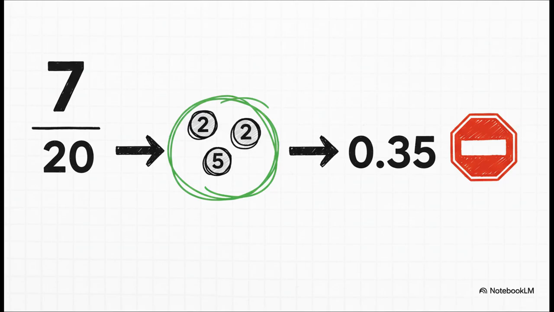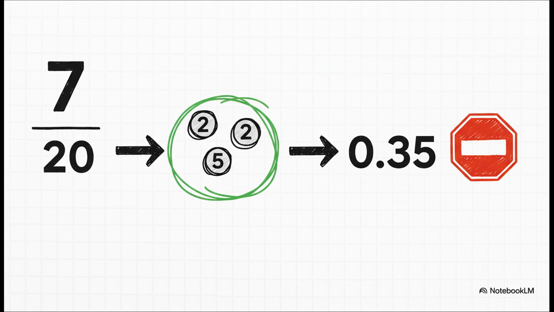First up, we've got the fraction 7/20. So step 1, is it simplified? Yep, it is. Step 2, look at the bottom number. That's 20. And step 3, find its prime factors. Well, 20 is 2 times 10, and 10 is 2 times 5. So the factors are 2, 2, and 5. Now look closely. Are there any party crashers? Nope, it's only 2s and 5s.